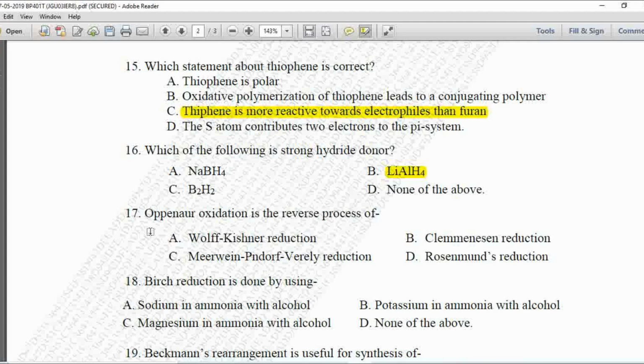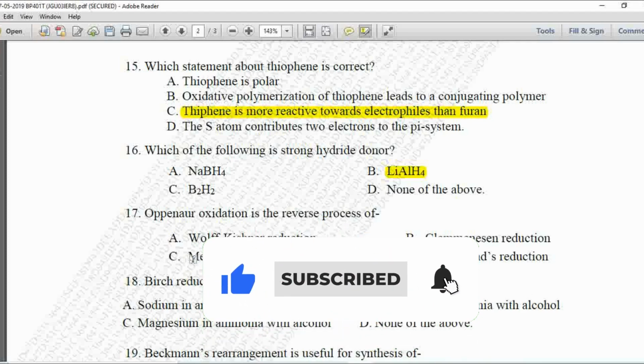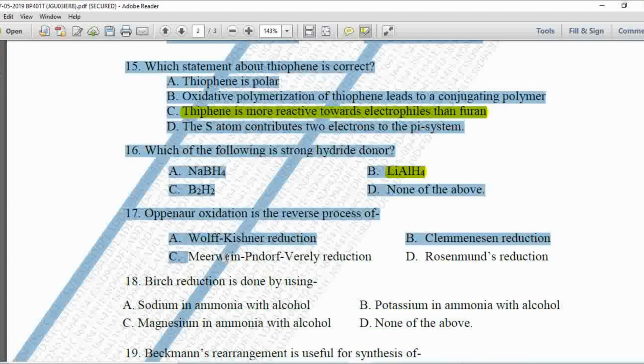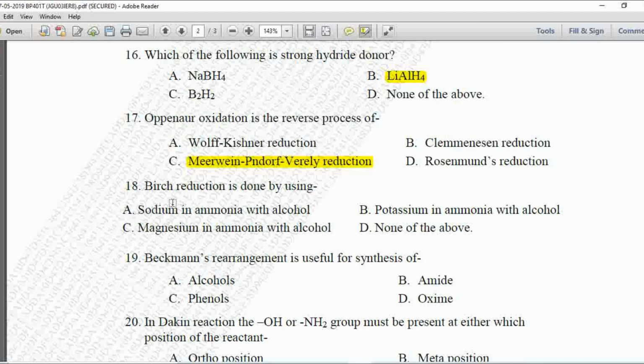17th MCQ. Oppenauer oxidation is the reverse process of option A is Wolff-Kishner reduction, B is Clemmensen's reduction, C is Meerwein-Ponndorf-Verley reduction, and D is Rosenmund's reduction. So here the correct option is C, Meerwein-Ponndorf-Verley reduction. This is the correct option.